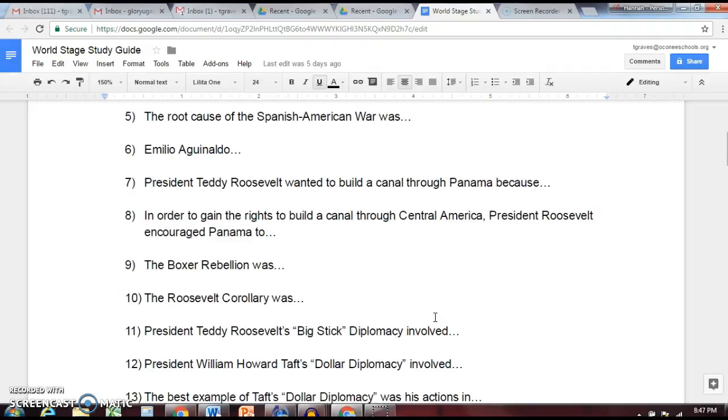Number 12, President William Howard Taft, Roosevelt's successor, had a different view on diplomacy and imperialism. He didn't mind taking over countries around the world, but he didn't so much subscribe to the big stick diplomacy idea where you're using your military.